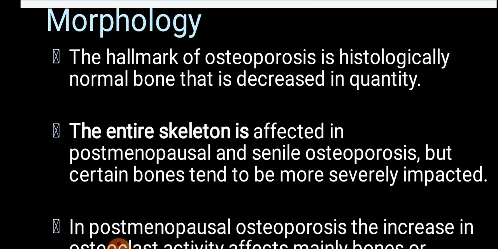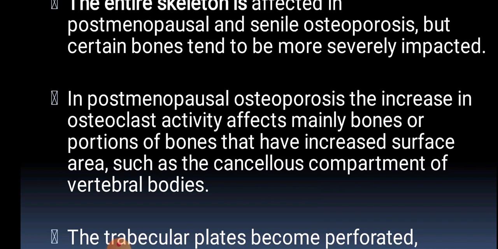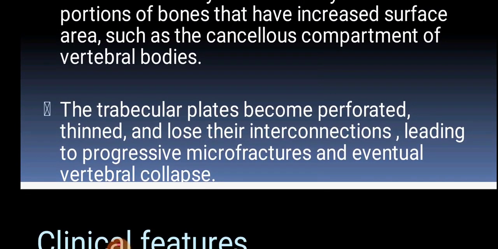Morphology. The hallmark of osteoporosis is histologically normal bone that is decreased in quantity. The entire skeleton is affected in postmenopausal and senile osteoporosis, but certain bones tend to be more severely impacted. In postmenopausal osteoporosis, the increase in osteoclast activity affects mainly bones or portions of bones that have increased surface area, such as the cancellous compartment of vertebral bodies. The trabecular plates become perforated, thinned, and lose their interconnections, leading to progressive microfractures and eventual vertebral collapse.